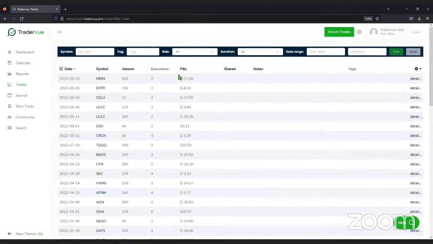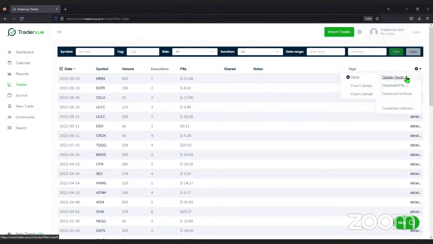So this is the trade section, basically. This is the filter bar. We have multiple columns. Of course, we have date, symbol, volume, executions, P&L. Then we have if it's shared or not, notes and tags, which we will see in a bit. But first, let me show you what we can do here.